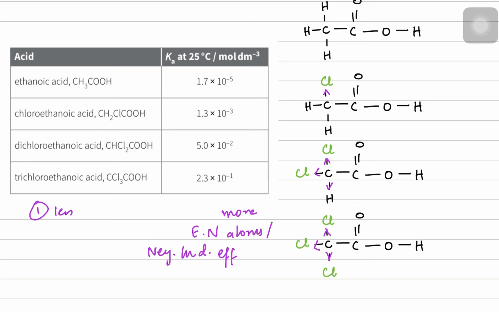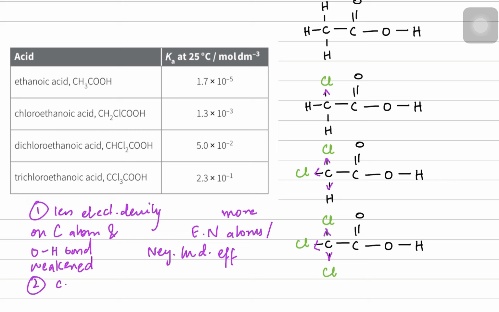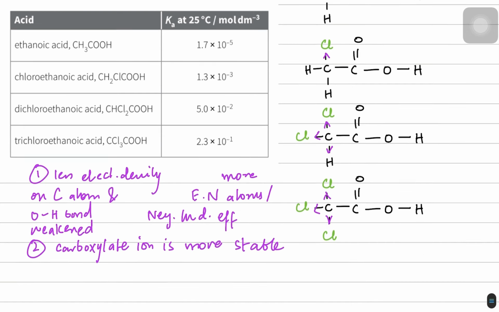You can say that there is less electron density on the carbon atom because of the electronegative atoms, right? And the OH bond is weakened, and when the OH bond is weakened, it's going to break down and release the H plus ions. You can also say that the carboxylate ion that you make after dissociation is more stabilized. So these are the 2 arguments that you can put forward to talk about the acidity.